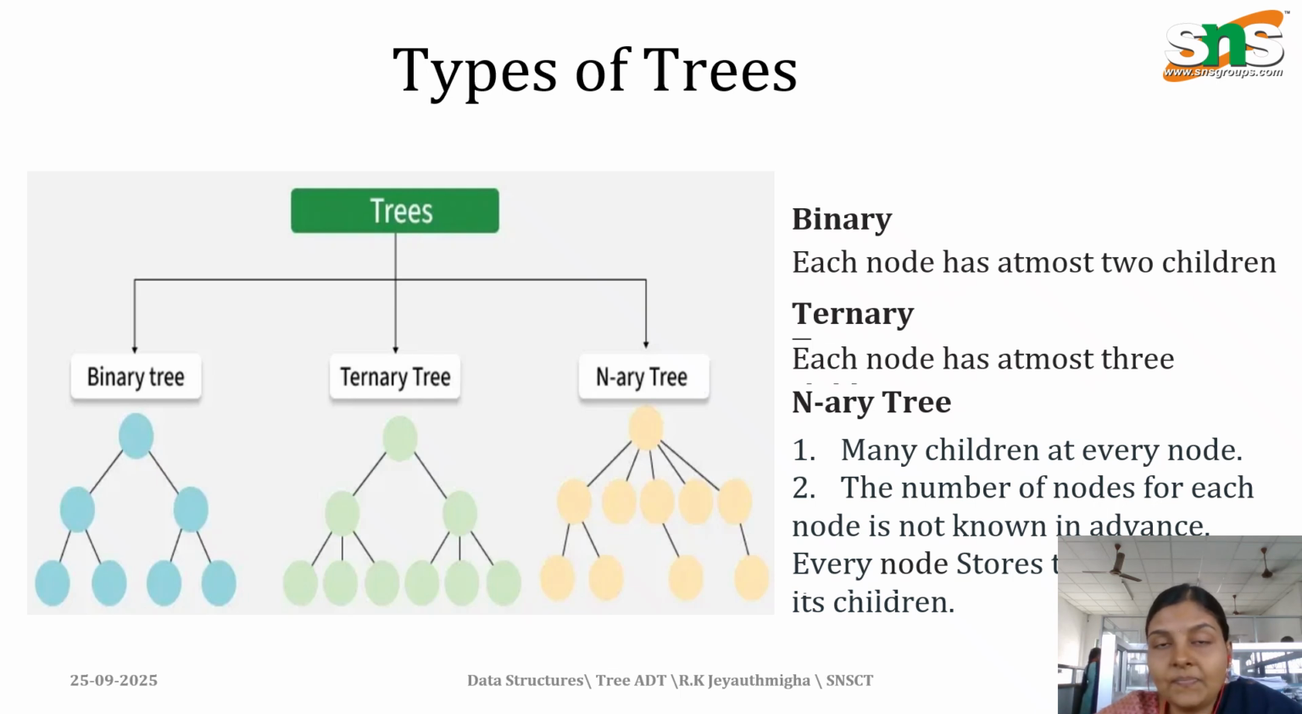Types of trees. We have binary, ternary, and n-ary. Binary trees are trees in which each node has at most two children. Ternary trees are trees in which each node has at most three children. An n-ary tree has many children at every node, and the number of children for each node is not known in advance.